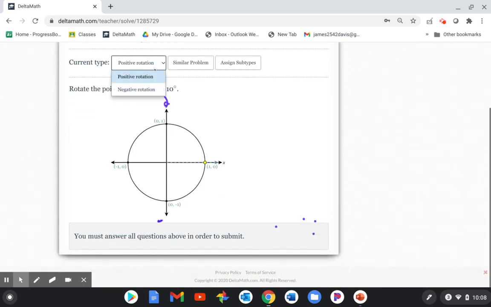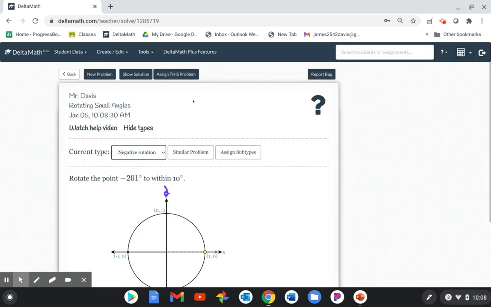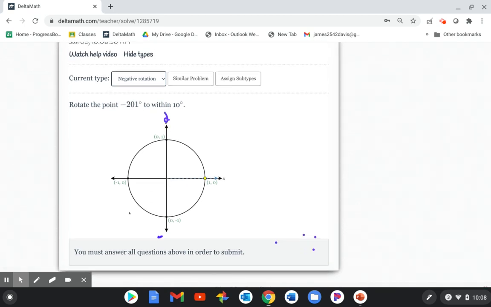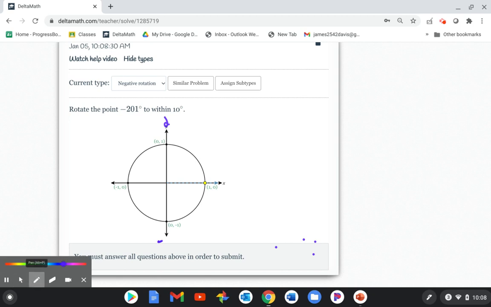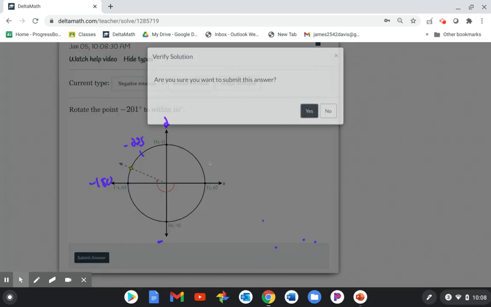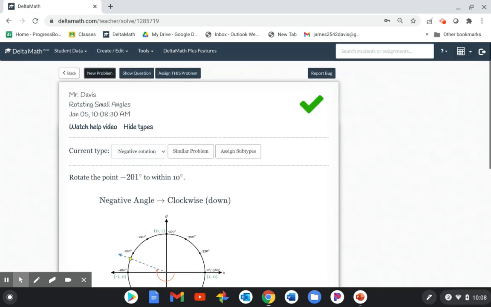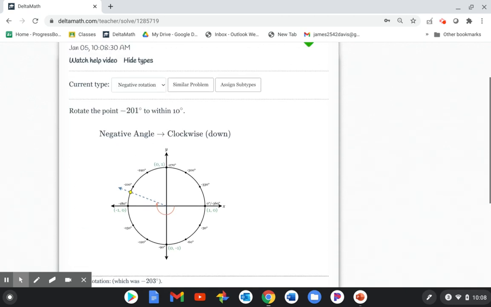Let's do one more negative, 201. So this is negative 180, negative 225. So it should be right about in between those two markers. Just make sure, again, we're dragging it clockwise and do a little bit closer to negative 180 right there. And there we go. Mine was negative 203.